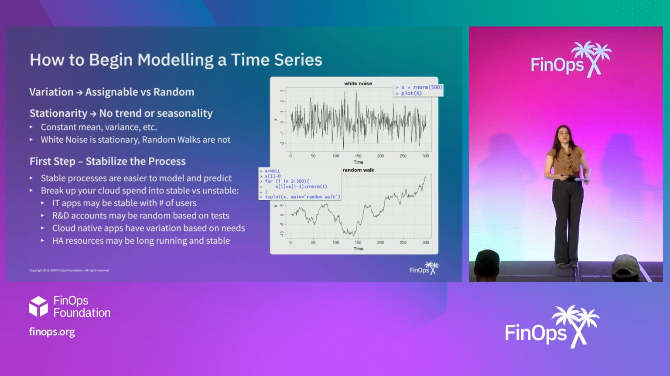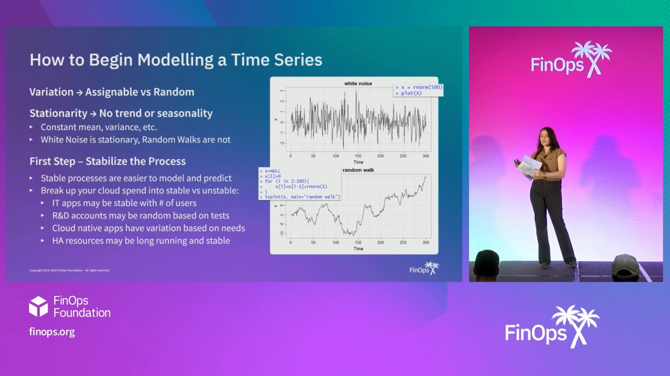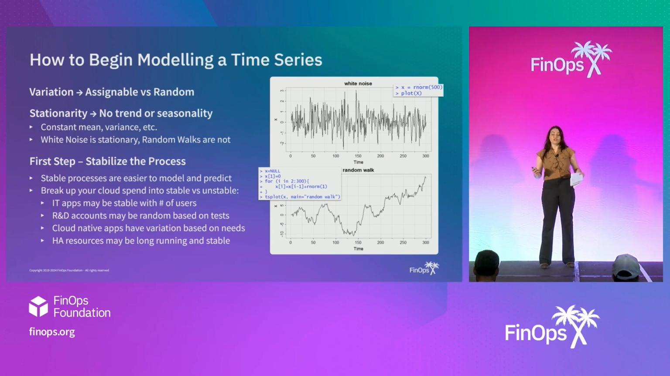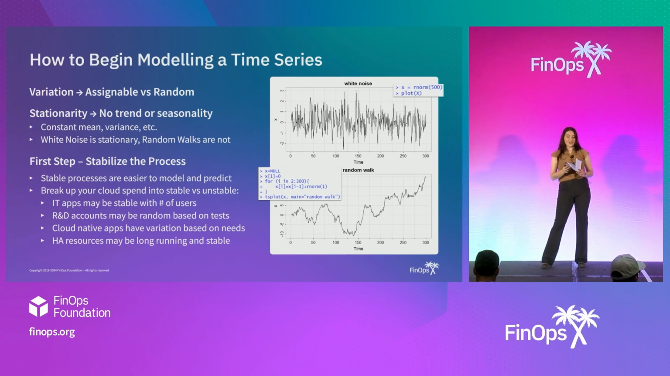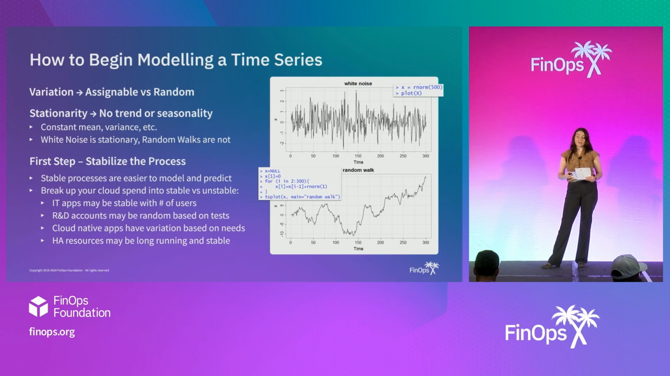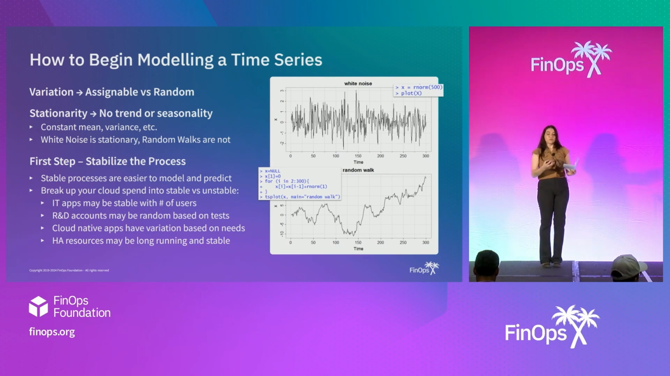So theoretically, if you had a workload that you have in one account, you should be able to move that workload over to another account and see the exact same behavior. But that's only true if you are making sure there's no waste in the environment that could interfere with the process that you're trying to analyze. So from FinOps, I have some examples of some stable processes that we might want to start with, because those stable processes are going to be easier for us to model. And so an example would be maybe you have your IT applications.